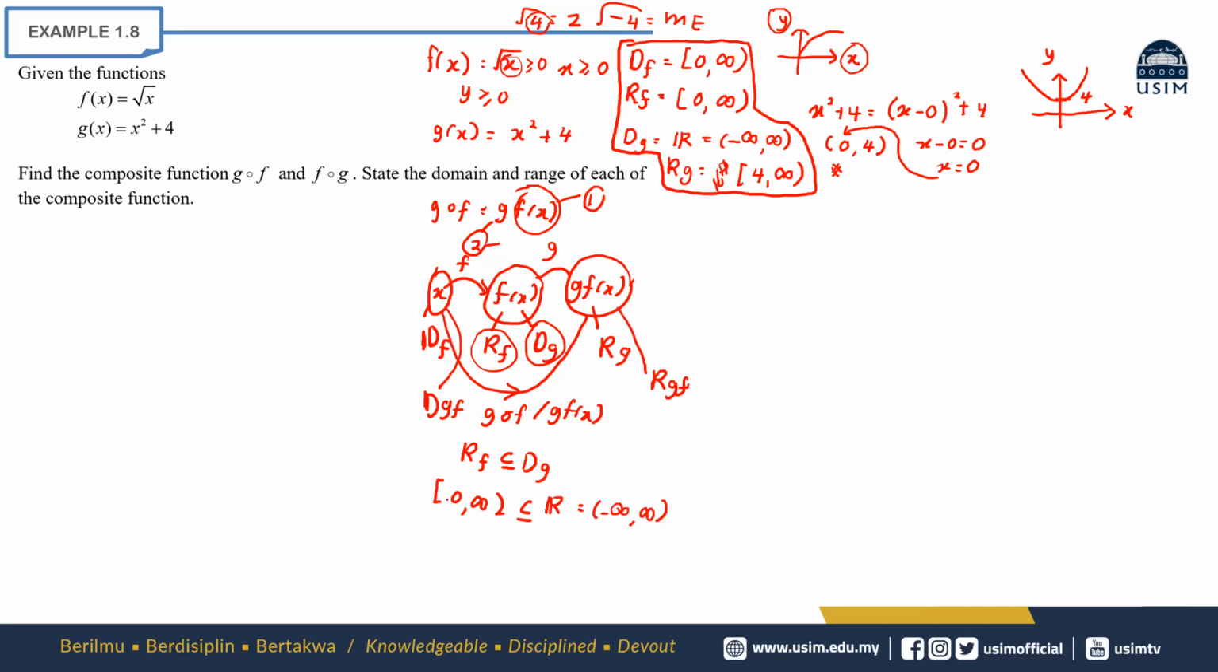So look at here. Is 0 in between negative infinity and infinity? Yes. So automatically we know that the range of f is a subset of the domain of g. This means that there exists a composite function for gf. So g compose f is equal to g(f(x)). We already know that we have to use f first. So for g, what is f? f is equal to the square root of x.